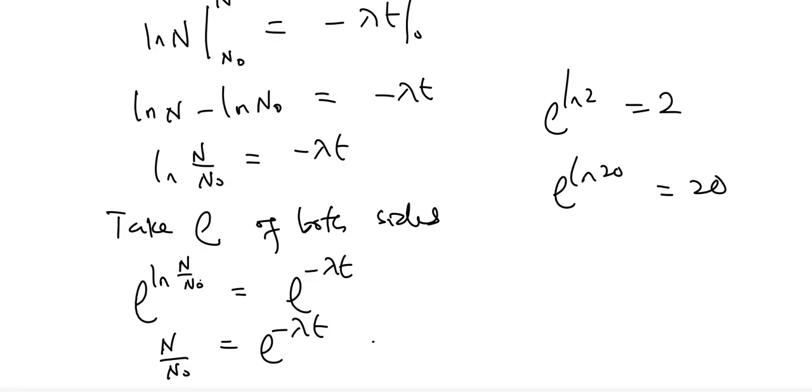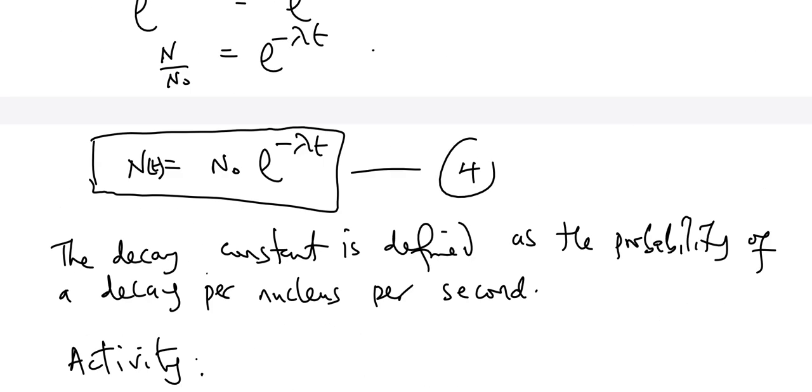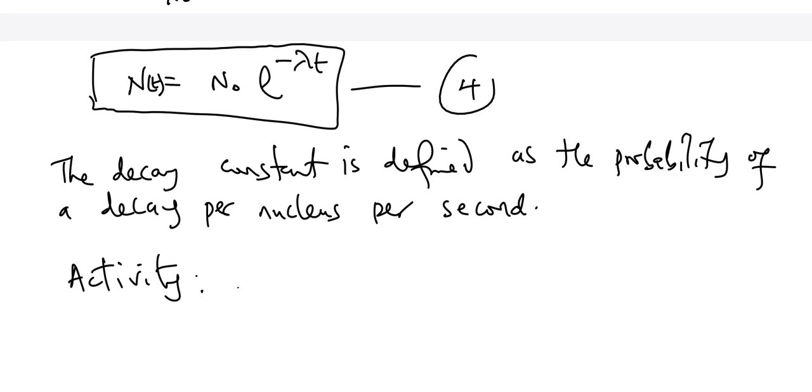So when we started with the rate of decay, we said the rate of decay is minus lambda n. So this activity R is actually the modulus of the rate of decay.